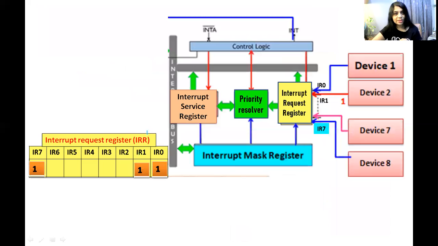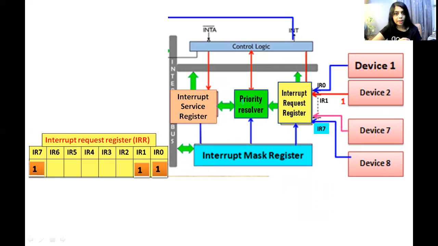Now what happens next? After interrupt request register, we know that now IR0 is 1, IR1 is 1, and IR7 is 1. So interrupt request register will provide this information to priority resolver. Now what does priority resolver do? Priority resolver will check whether these interrupts are masked or allowed, masked or unmasked. Masked means these interrupts should be blocked. It should not be forwarded further to processor. And allowed means enabled, these interrupts you can forward further.